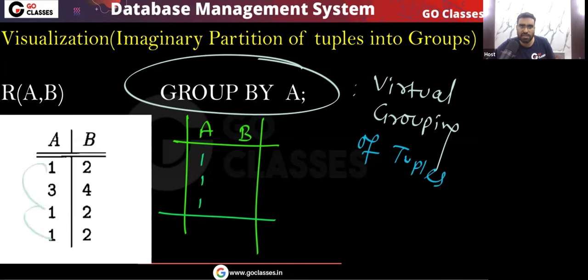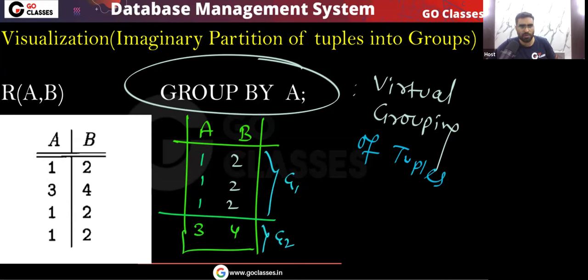For example, group by A, we are doing grouping by A. You can see here the A value is the same, so these tuples are in one group, and this tuple is in another group. How many groups will be created? G1, G2. Two groups will be created. But remember, this is just a virtual grouping, an imaginary grouping. Two imaginary groups are created.